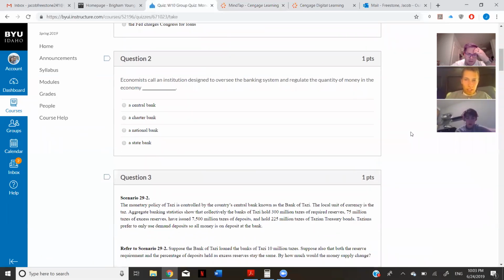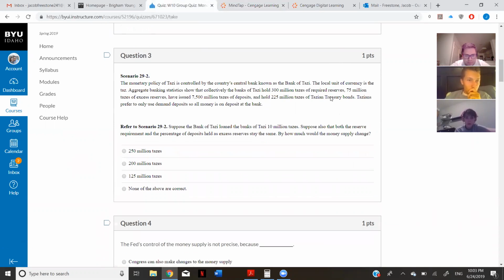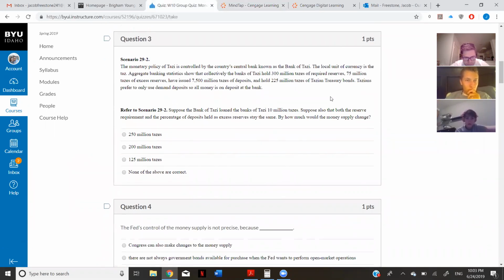Question 2 says economists call an institution designed to oversee the banking system and regulate the quantity of money in the economy what? I got A. Me too. Yep. Okay. Question 3 is one of the scenario 29-2 ones. It says, suppose the Bank of Tazi loaned the banks of Tazi 10 million Tazes. Suppose also that both the reserve requirement and the percentage of deposits held as excess reserves stay the same. By how much would the money supply change?